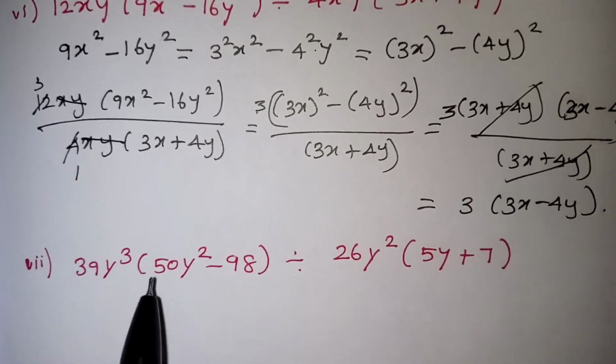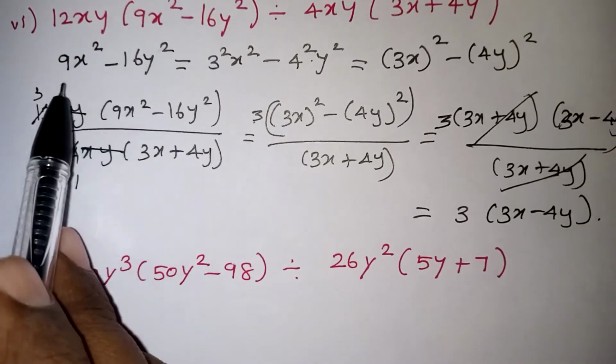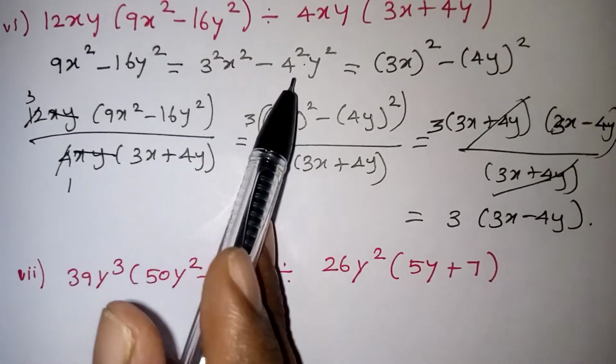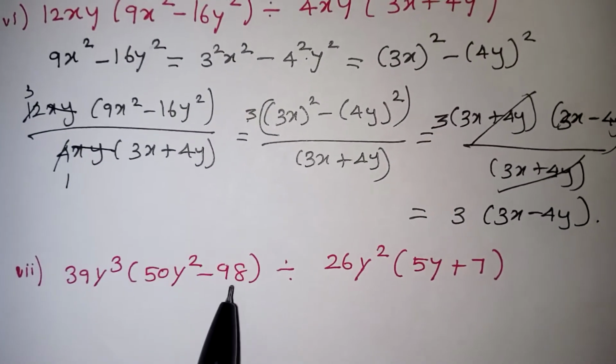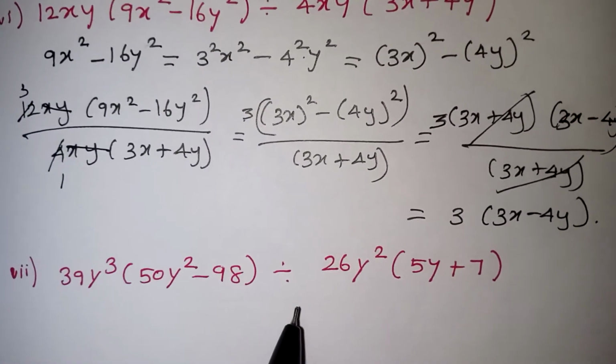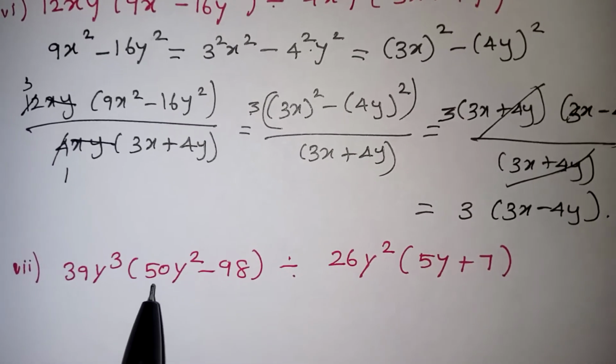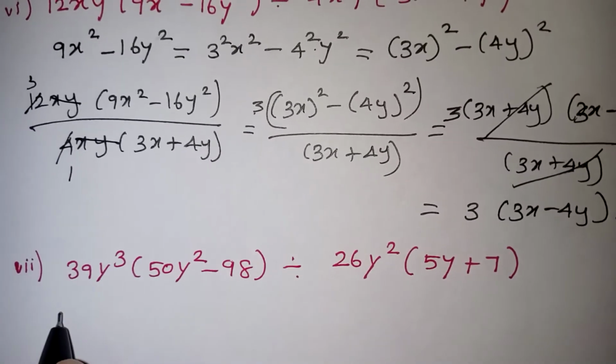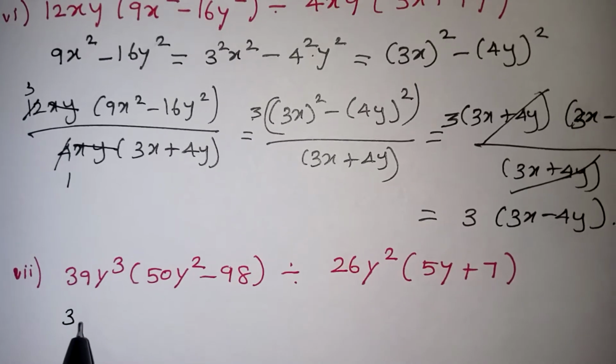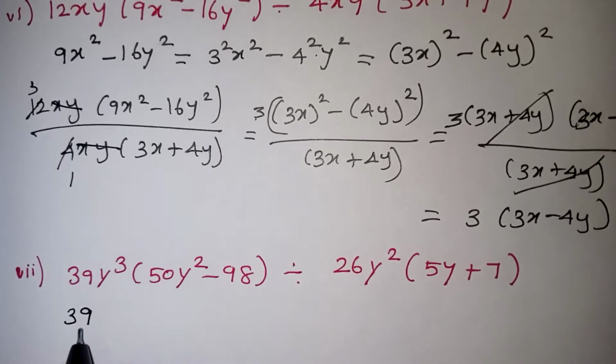Now here, looking at the previous one, 9 and 16 both are perfect square numbers, so we have written it in this way. But 50 and 98 are not perfect square numbers. So what we should do is take a common term outside. 50 and 98 both will come under the 2 table. Let us take the 2 outside first.